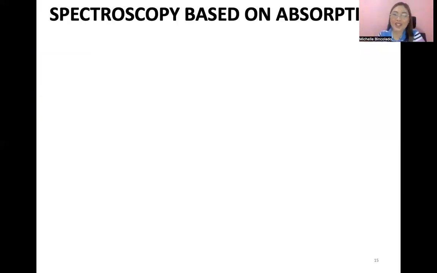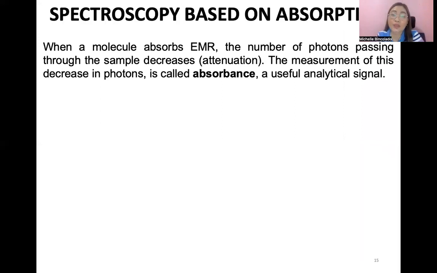spectroscopy based on absorption. So when a molecule absorbs electromagnetic radiation, the number of photons that passes through the sample decreases. We call this the attenuation. The measurement of this decrease in photons is called the absorbance, a useful analytical signal. Okay, so yung more common na term kasi sa atin, guys, for sure, ay absorbance. Okay, of course, yung light, guys, that magpapass through dun sa sample, which will reach the detector, will be decreased or lower na yung amount nun because some of the radiation was already absorbed by the sample.